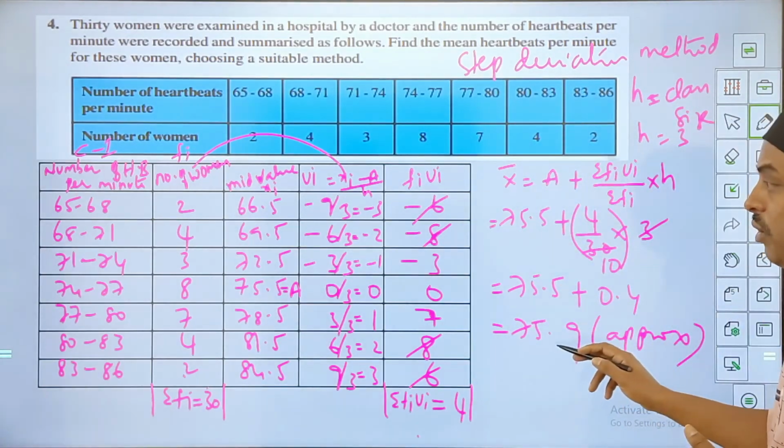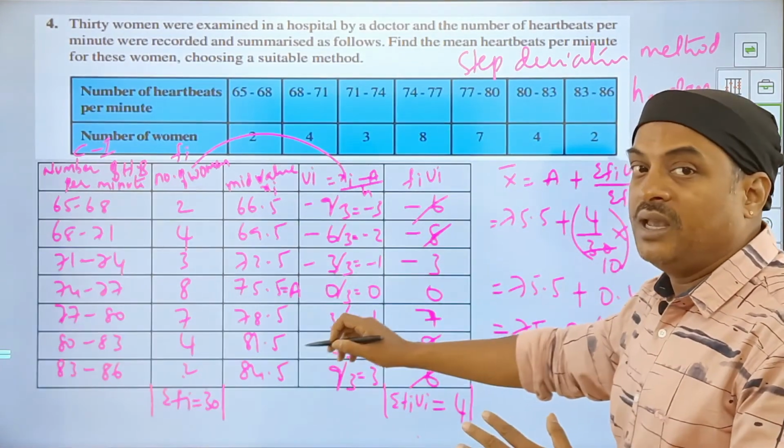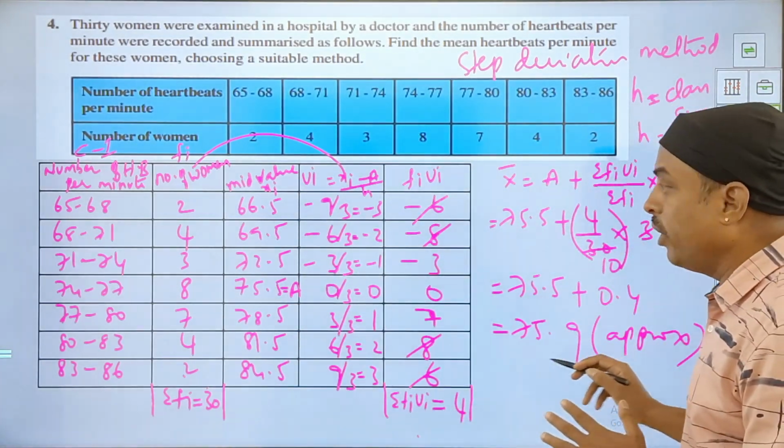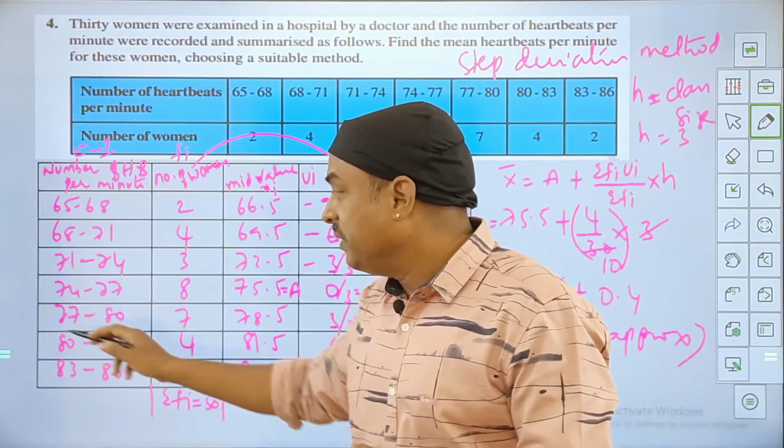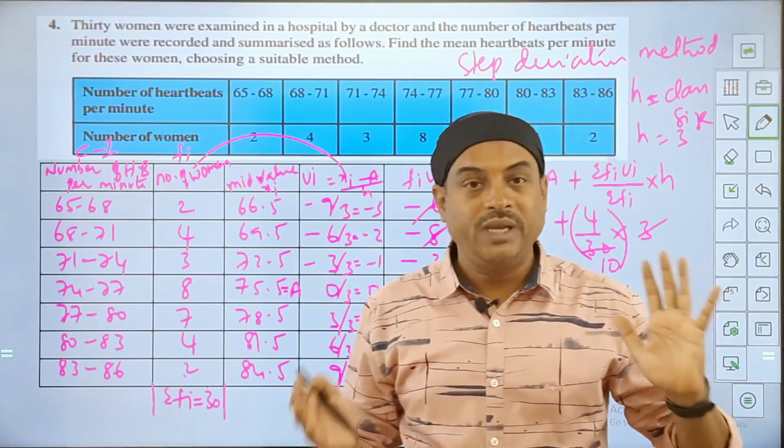Final conclusion, you should not forget, the heartbeat of 30 women on an average is 75.9. On an average, it is between 70.5 and 79.5. It is between the minimum and maximum, which is always to be cross-checked.